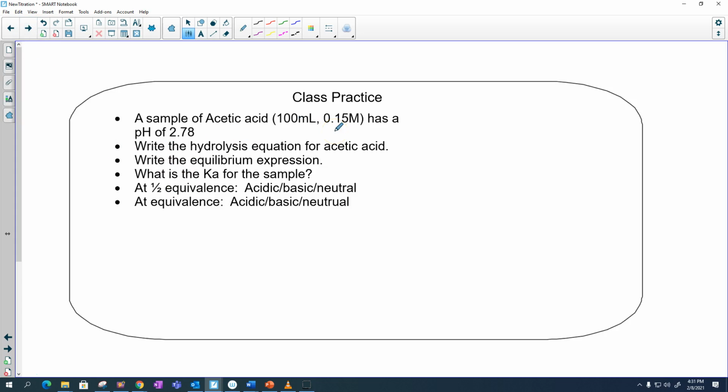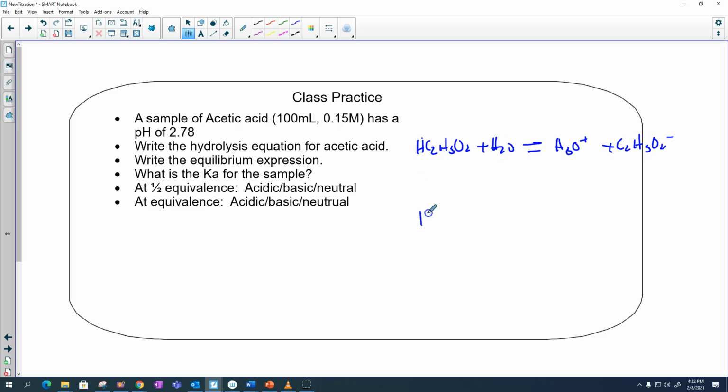Alright, classroom practice here. A sample of acetic acid, 100 milliliters, 0.15, has a pH of 2.78. Write the hydrolysis equation. I'll pause the video and run all of these through here. Alright, hope you got a chance to try it out. Let's write out the hydrolysis equation. HC2H3O2 plus H2O yields H3O plus and C2H3O2 negative.